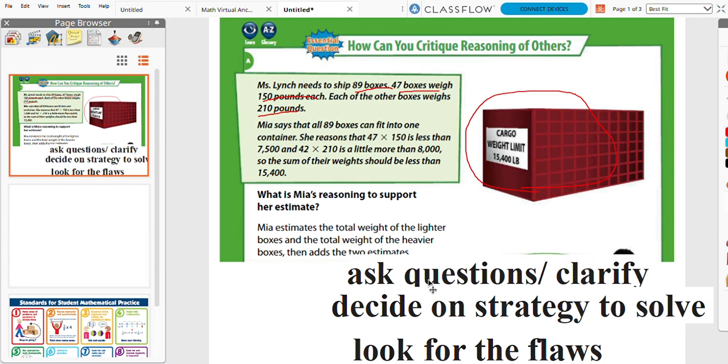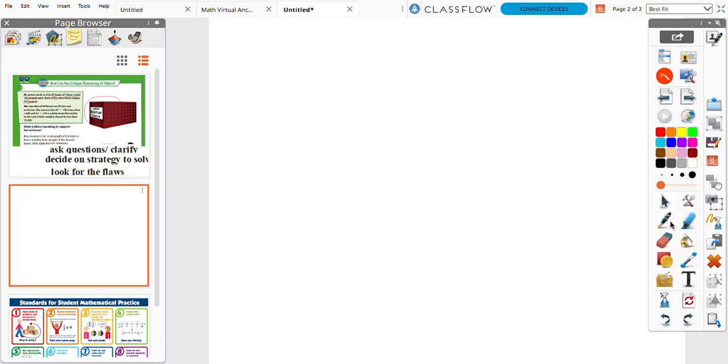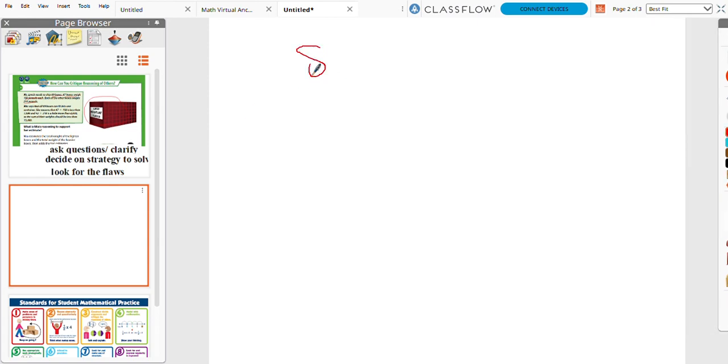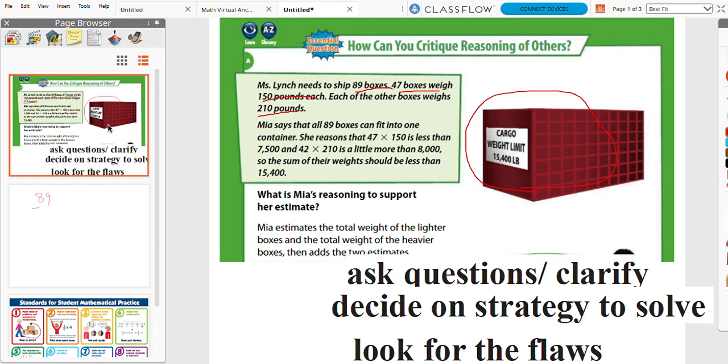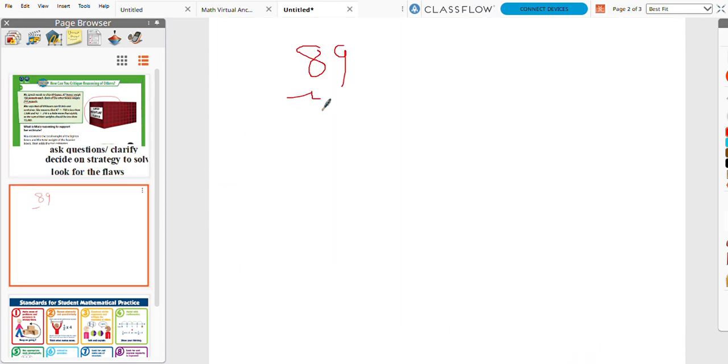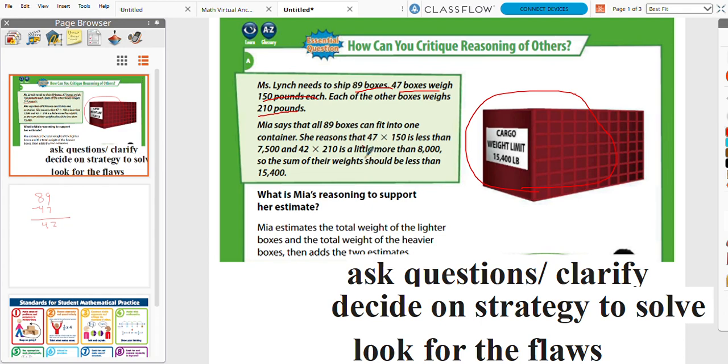One question that sticks out right away to me is that we have 89 boxes and we only know how much 47 of them weigh. We don't know how much the other part of that 89 weighs. So how many other boxes do we have? Well, that's a subtraction problem. So let's go with that. We have 89 total boxes minus the 47. 9 minus 7 would be 2. 42. Okay, did Mia get 42? So it looks like she had 47 and 42. So far, she's kind of doing what we did, right?